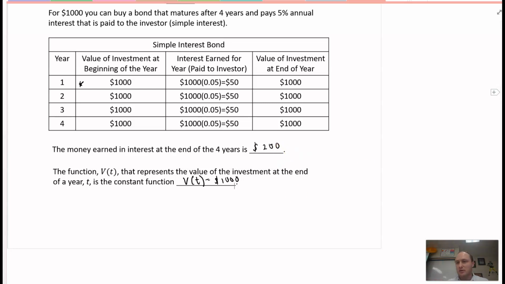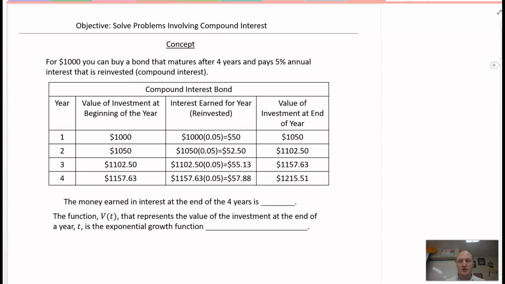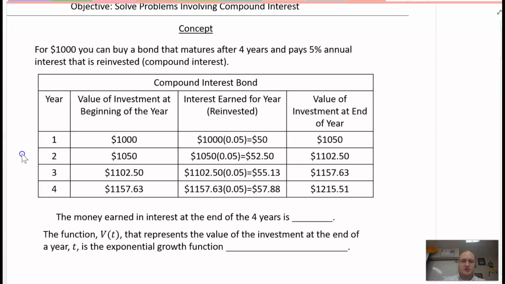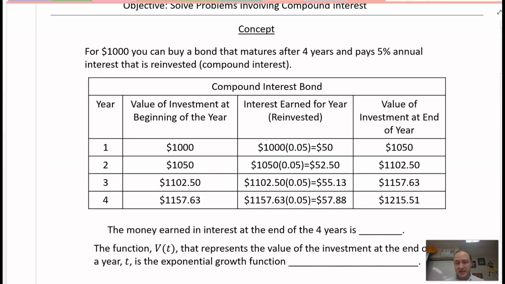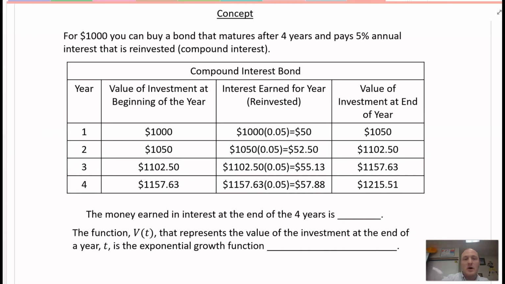But now, I want to introduce compound interest. So what happens if that interest is reinvested into the account? At year one, we have $1,000. At the end of it, we get $50, but then we invest that back into the account. Well, now the value of the account is $1,050, so I'm going to earn 5% of that, and you'll notice that I earned $2.50 more. Okay, $2.50, big whoop. Well, what if this keeps compounding?